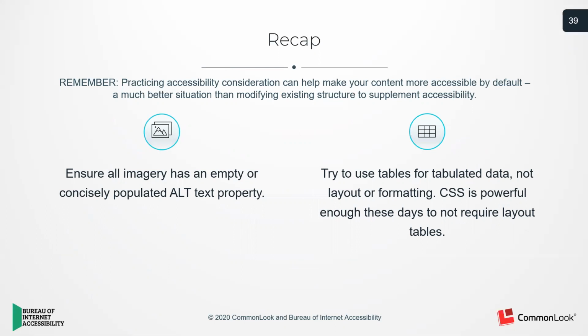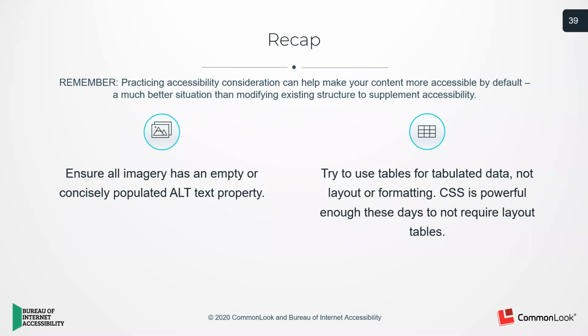Ensure that imagery has empty or concisely populated alt text properties. Don't ignore the alt attribute, always provide it. Try to use tables for tabulated data, not layout or formatting. CSS is more than powerful enough these days to style your layout without requiring tables. But if you must use a table for layout or have inherited a table that is a layout table, then again, add that role equals presentation to the table so it doesn't become an accessibility barrier to AT users.